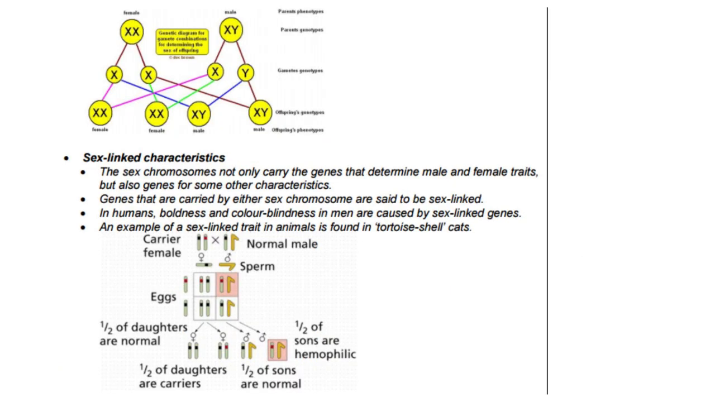Sex-linked characteristics. The sex chromosomes not only carry the genes that determine male and female traits, but also genes for some other characteristics. Genes that are carried by either sex chromosome are said to be sex-linked. In humans, baldness and color blindness in men are caused by sex-linked genes. An example of a sex-linked trait in animals is found in tortoiseshell cats.